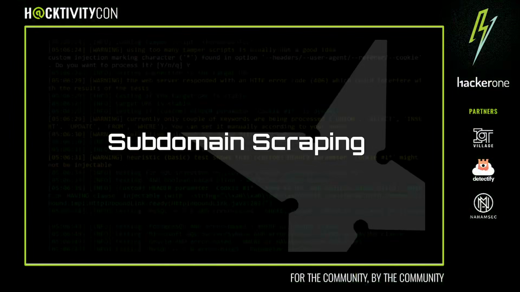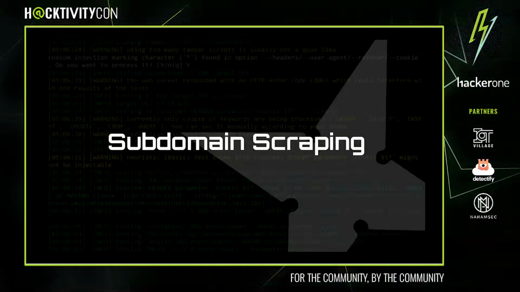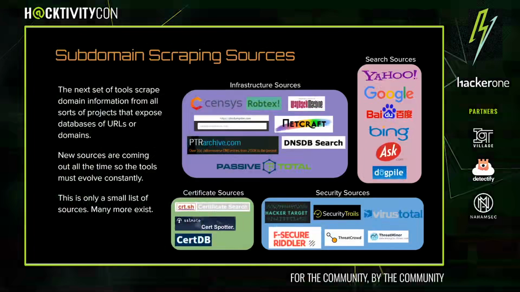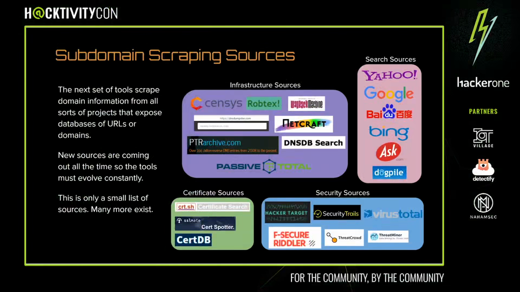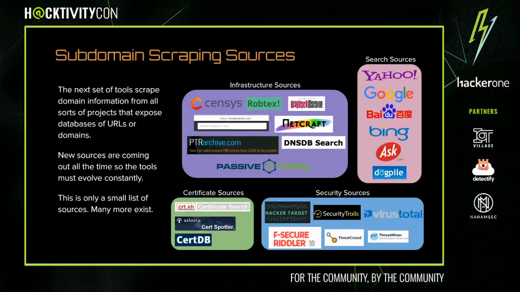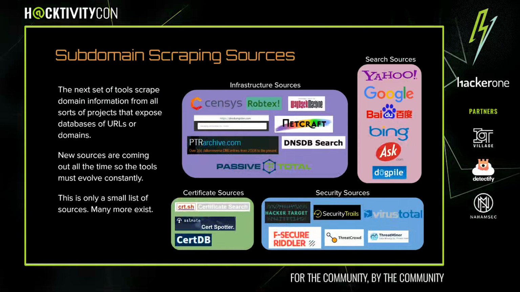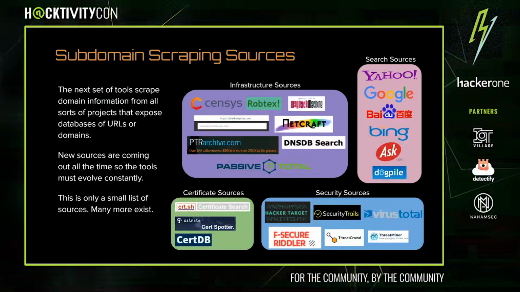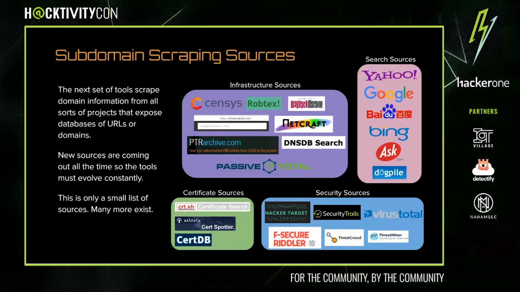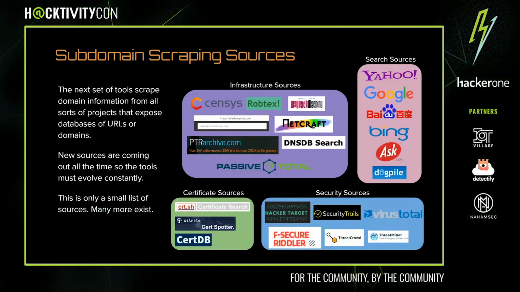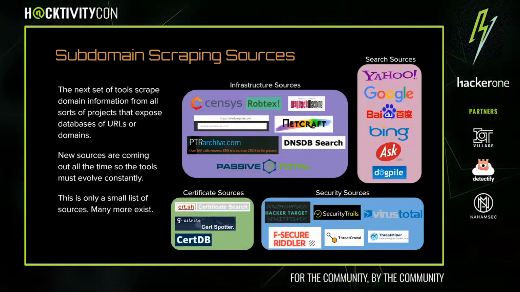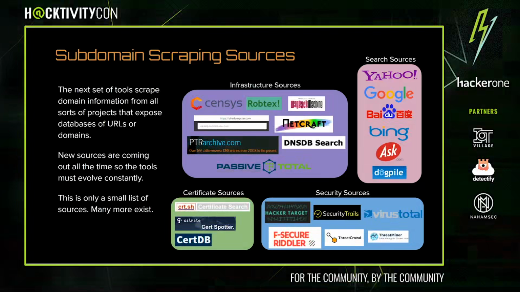Okay, so we're still finding subdomains, but we're going to use a different method now, which is subdomain scraping, which is what a lot of you are probably used to when you use tools like Amass or Subfinder. Subdomain scraping is basically going out to a whole bunch of different sources on the internet and scraping their databases and pulling back any information they have on your target, right? There's a whole bunch of tools that do this, and the tools that exist nowadays are probably only as good as their sources, right?